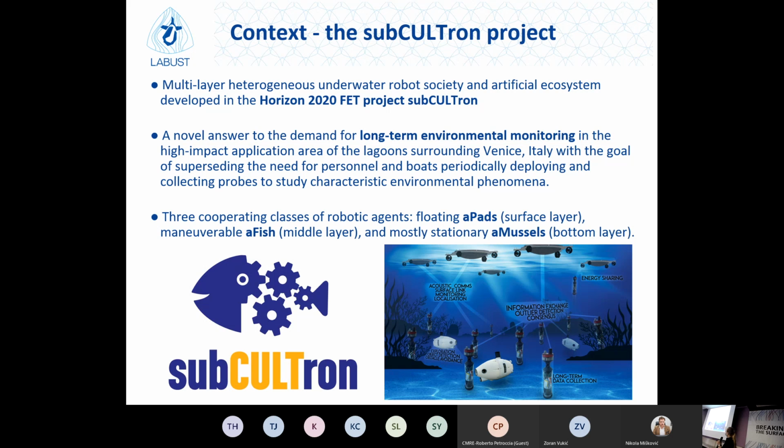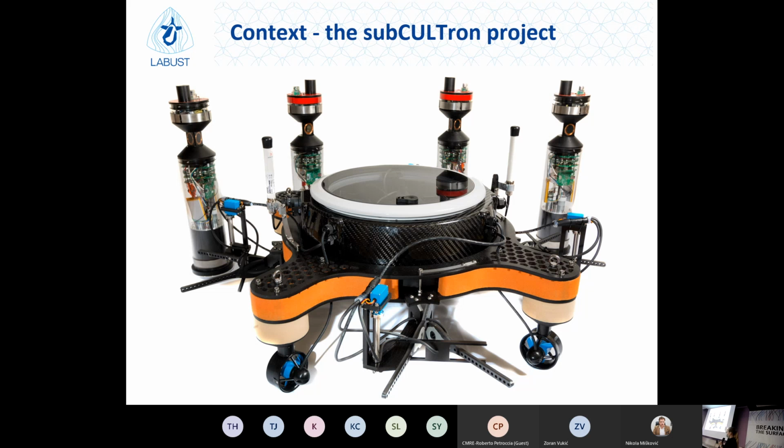So the idea was that a swarm of robots could do this work instead of these people and boats. The subCULTron swarm was envisioned as a multi-layer robot swarm. There are three kinds of agents inside it. We have on the surface the aPads, which are floating artificial lily pads, so to speak. We have the maneuverable aFish in the middle layer of the system, and we have the aMussels, or artificial mussels, which are the main center of the system, and which are mostly collecting data at the bottom of the sea. I will primarily talk about the aPads and aMussels within the context of this presentation.